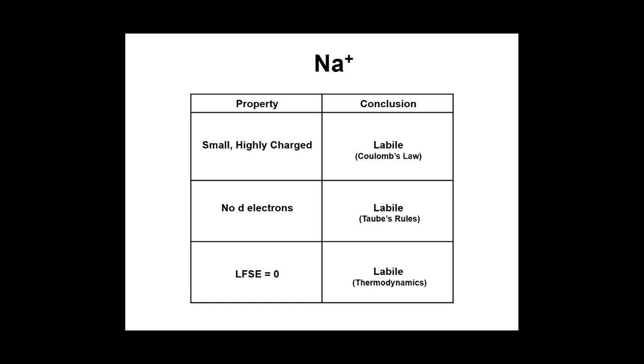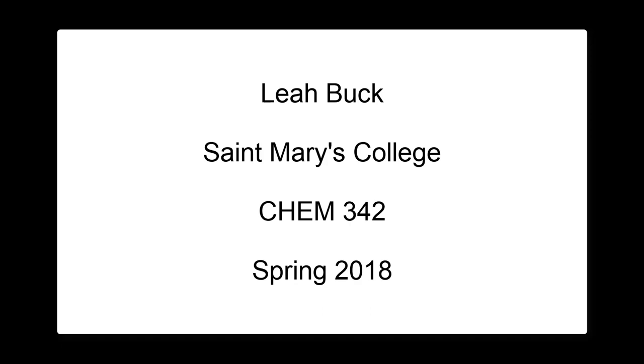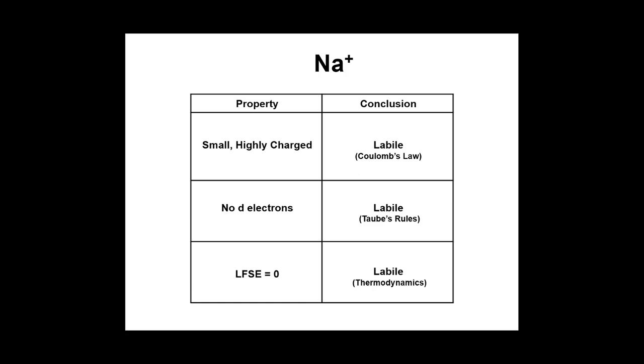Also recall that the LFSE for sodium 1 is 0. 0 is the largest possible LFSE value for an octahedral complex because all other values are negative. The more negative an ion's LFSE, the more stable that complex is. Therefore, this large LFSE indicates that sodium 1 is thermodynamically unstable. Thermodynamic stability informs chemical lability. It follows the trend that, generally, thermodynamically unstable compounds based on LFSE are labile.